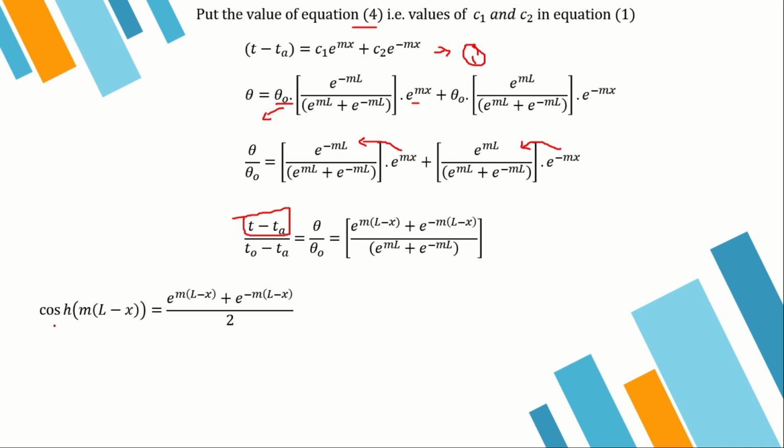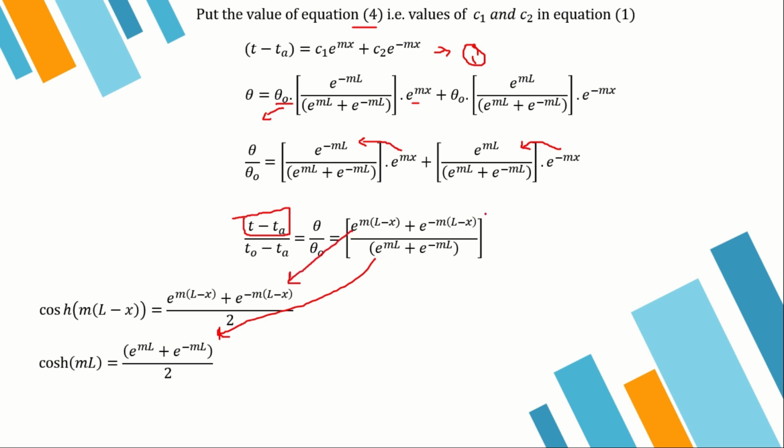Also, we can see that cos hyperbolic m(L minus x) is equal to e raised to the power m(L minus x) plus e raised to the power minus m(L minus x), divided by 2, which is the same as the numerator. And cos hyperbolic ml is equal to e raised to the power ml plus e raised to the power minus ml, divided by 2, which is the same as the denominator.